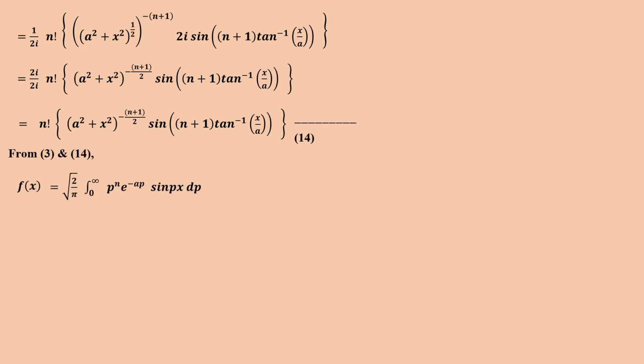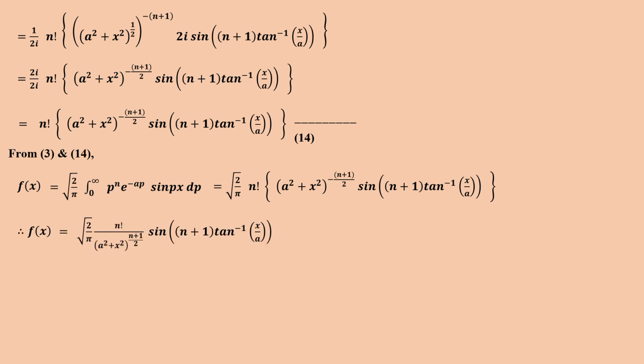From 3 and 14, f(x) is equal to √(2/π) times the integral from 0 to infinity of p^n e^(-ap) sin(px) dp, which is equal to √2 / (π) n! times, substituting the value from equation 14, (a² + x²)^(-(n+1)/2) sin((n+1) tan⁻¹(x/a)). Therefore, f(x) is equal to √2 / π times n! by (a² + x²)^((n+1)/2) sin((n+1) tan⁻¹(x/a)). Thanks.